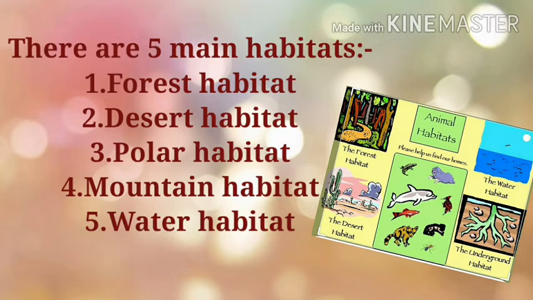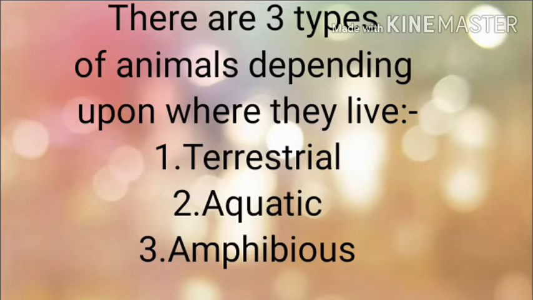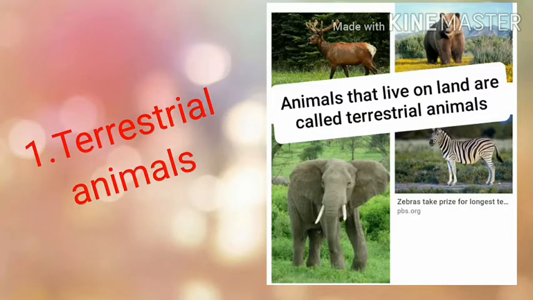There are five main habitats: forest, desert, polar, mountain and water habitats. So we find organisms in different habitats. These animals can be divided into three types depending upon their habitat: terrestrial, aquatic and amphibious. Now how they differ. Those animals which live on land are called as terrestrial animals. Elephant, lion, cat, dog. So land is their habitat, even we human beings.